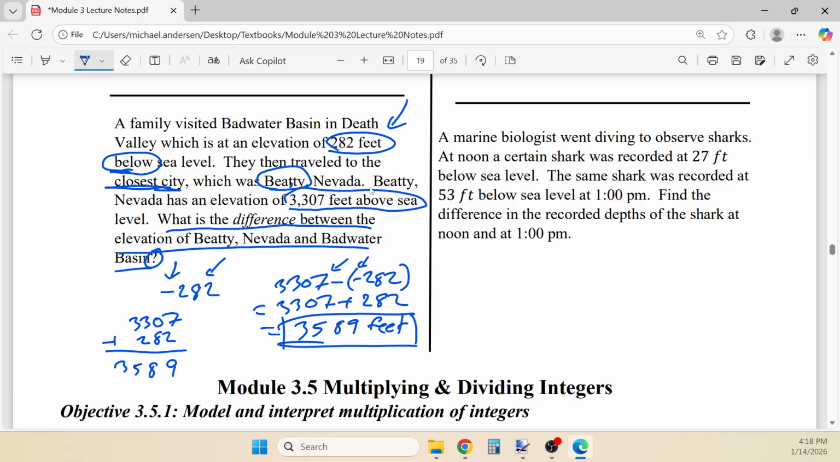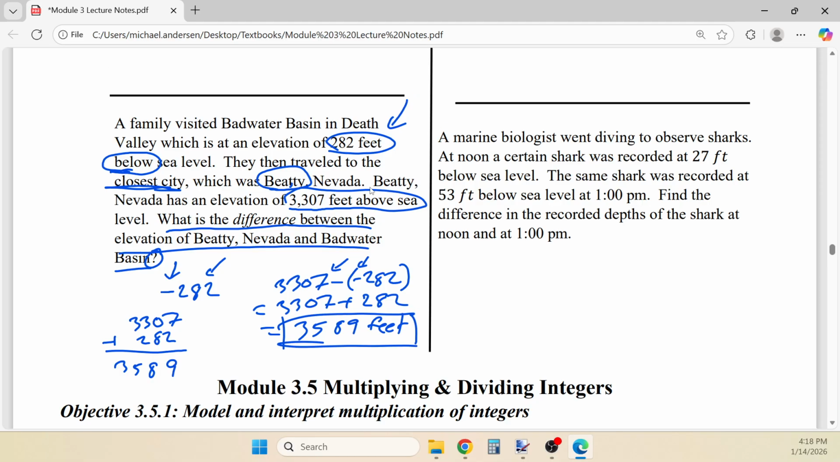Now I reflect. Step 1 of reflection is to figure out, did I get a reasonable answer? There are several ways to check reasonability, but one way to do it is to round the numbers. I'm going to round this to 300. I'm going to round this to 3,000.